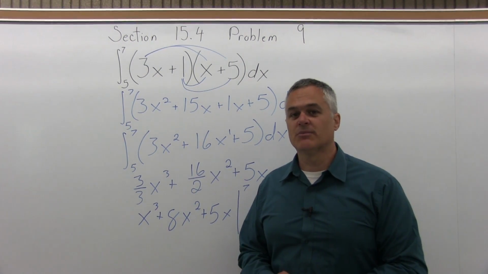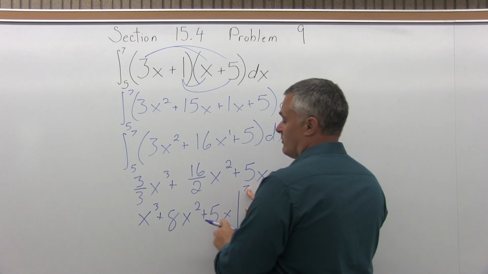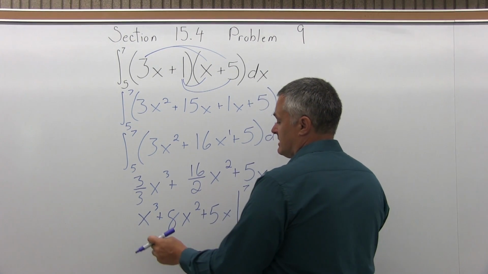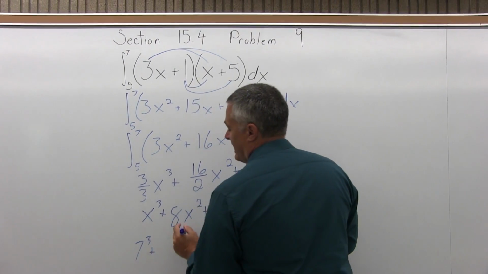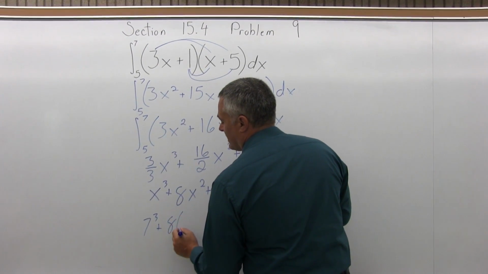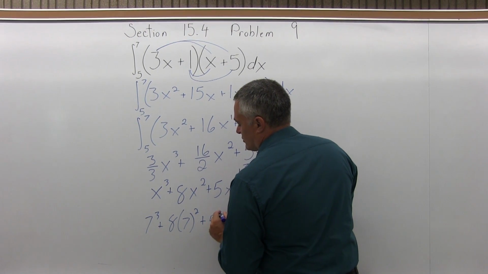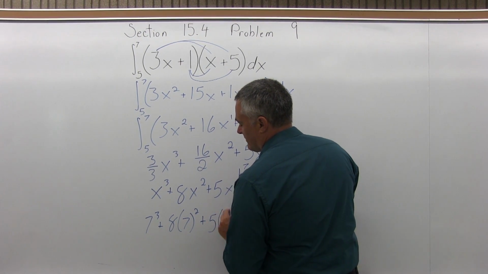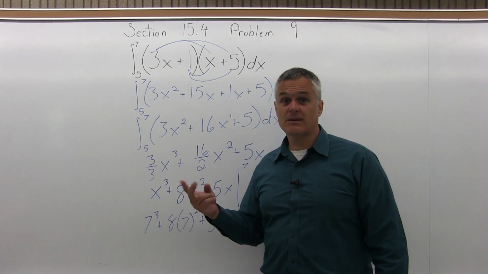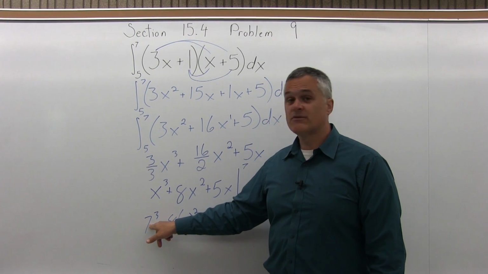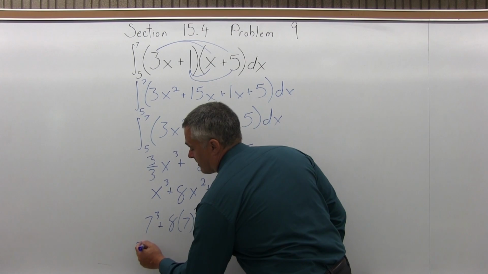Now I'm ready to move on to step 2. Step 2 is put in the upper limit of integration where you have a variable and see what you get as an answer. So x cubed will become 7 cubed. 8x squared will become 8 times 7 squared. And then 5x, or 5 times x, will become 5 times 7. So now we have to do the math. 7 cubed is 7 times 7 times 7. 7 times 7 is 49, times 7 again is 343.